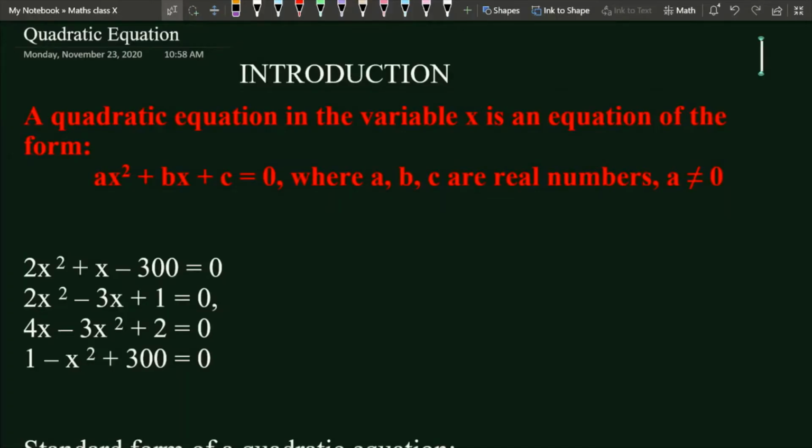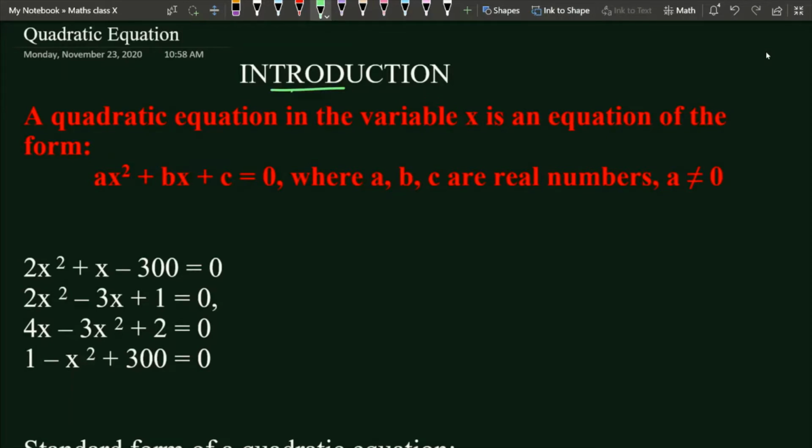Hello everyone. In this video we are going to discuss some basic concepts of chapter 4, quadratic equations, of class 10th mathematics, and then we will complete exercise 4.1. So now let us move to that. See, the chapter is quadratic equations. So let us first learn what a quadratic equation is.